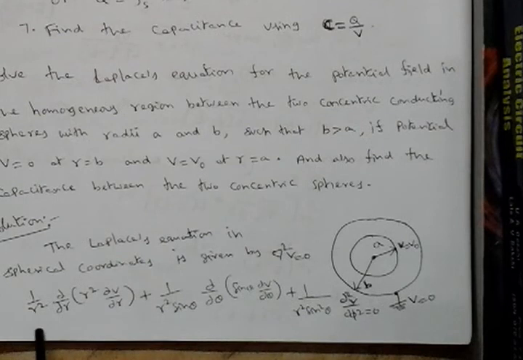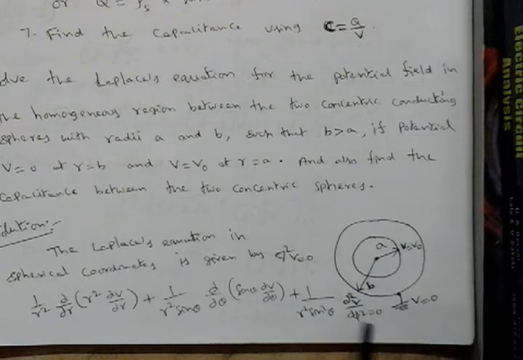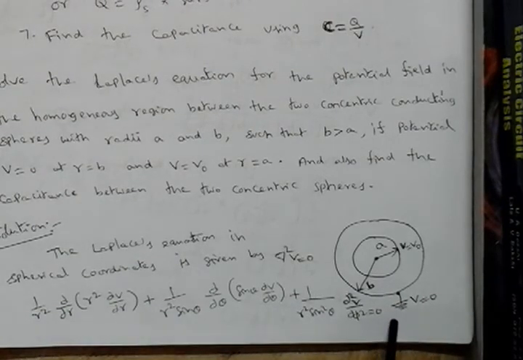Del square V we need to expand. So 1 by r square dou by dou r of r square into dou V by dou r, plus 1 by r square sin theta dou by dou theta of sin theta dou V by dou theta, plus 1 by r square sin square theta dou square V by dou phi square is equal to 0.